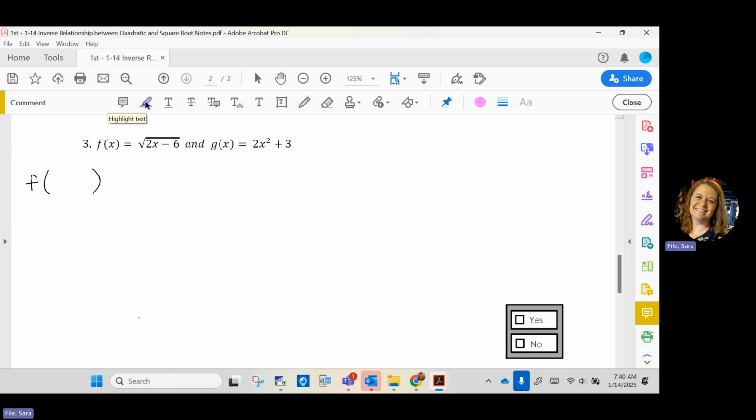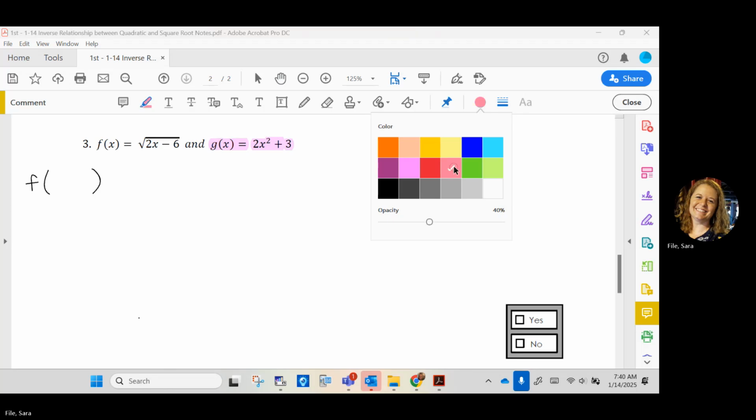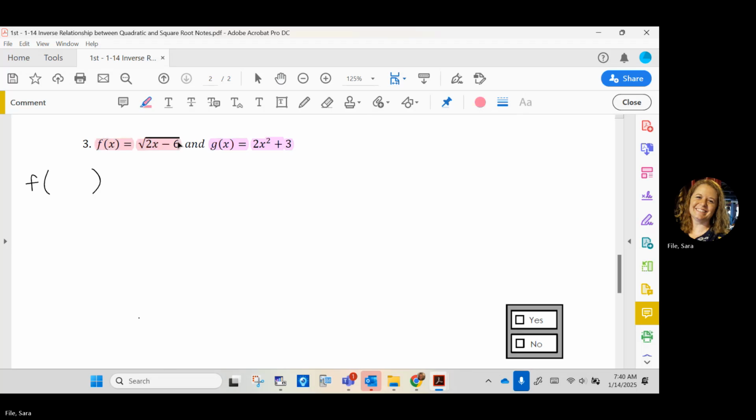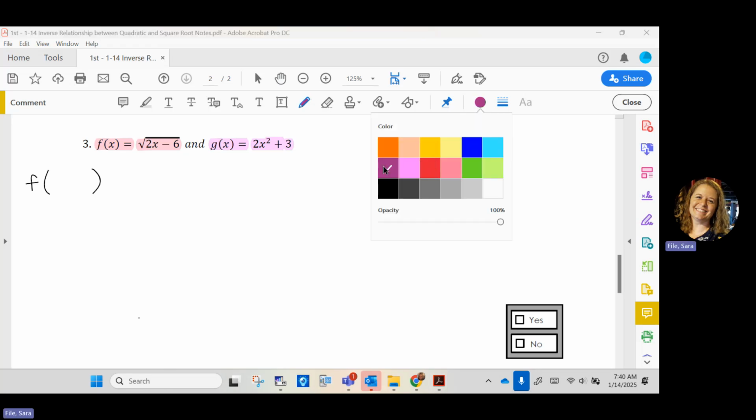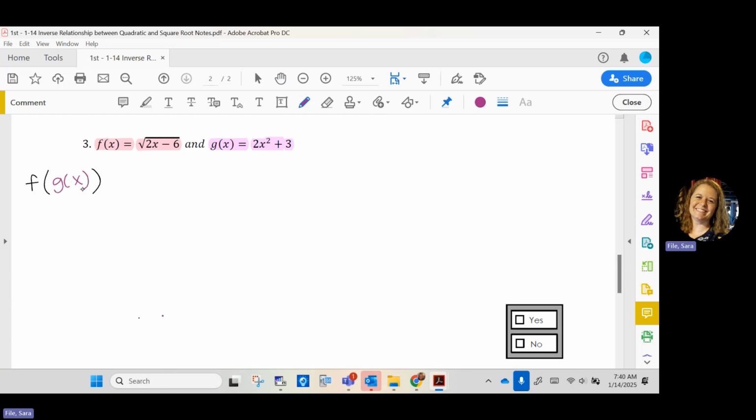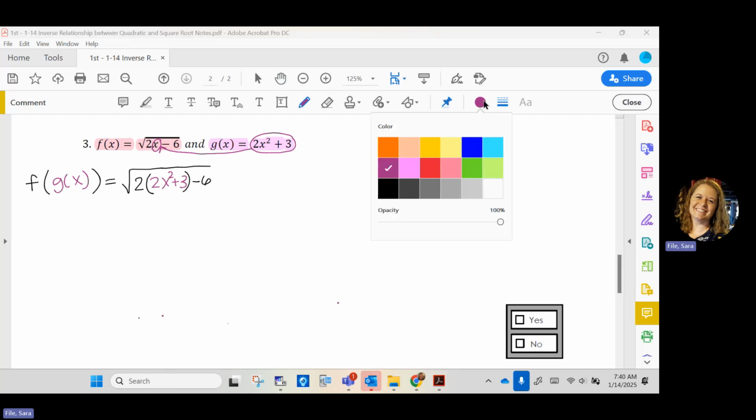So let me highlight here. All right, so f of x is the outer function, so I'm plugging in g of x as the input. So what that's going to look like is 2 times the g of x function minus 6 under the radical. So now I'm going to substitute in that g of x function. I'm taking this whole g of x and plugging it in here for x. So that would be 2x squared plus 3 in those parentheses. So now simplify.